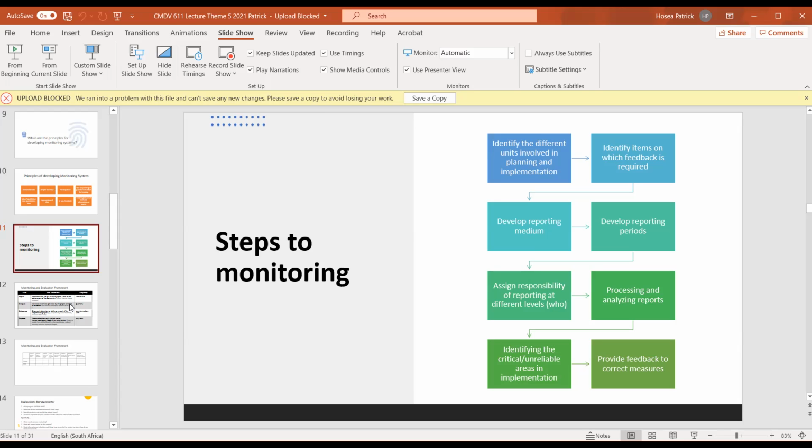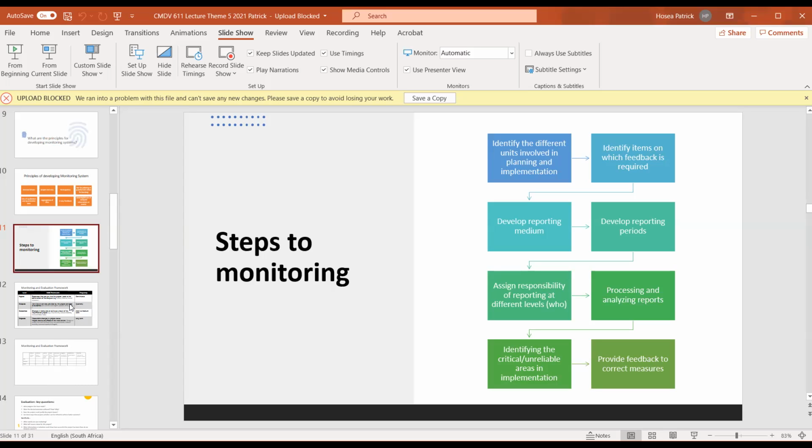Now that you have identified the items in which feedback is required, the next thing to do is to what? To develop a reporting medium, right? What is the reporting medium? You develop that. And then the next thing after developing the reporting medium, that's the communication, the channels of communication. That's what we imply by the reporting medium. You develop the channels of communication that is required. You develop the chain of progression, right? The hierarchy of that reporting. How do you want reporting? It's going to be just directly to a particular office, or so you decide on how the reporting medium is going to be.